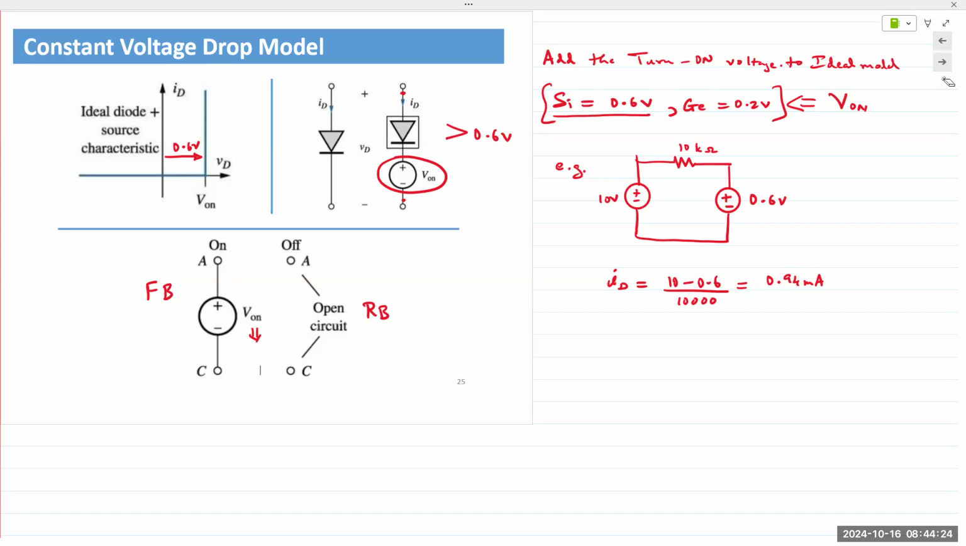True. The point being made is that if it's a higher voltage, then the constant voltage drop would not actually matter. And we will see that in the example.